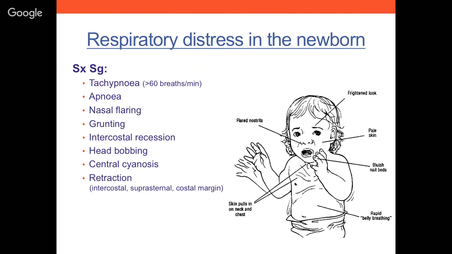So respiratory distress in the newborn, it's quite important to figure out what you're looking for because it's a little bit different from adults. You're looking for tachypnea and apnea. You're looking for things like nasal flaring, grunting sounds, which are quite obvious, intercostal recession, which this picture kind of creepily shows. Head bobbing is a big thing. Central cyanosis. Where do you get central cyanosis? Yeah, around your mouth. And retraction, so intercostal, suprasternal, costal margin. So you're really looking for all those signs. This very well could be an OSCE on a doll or something, or they could ask you those things.